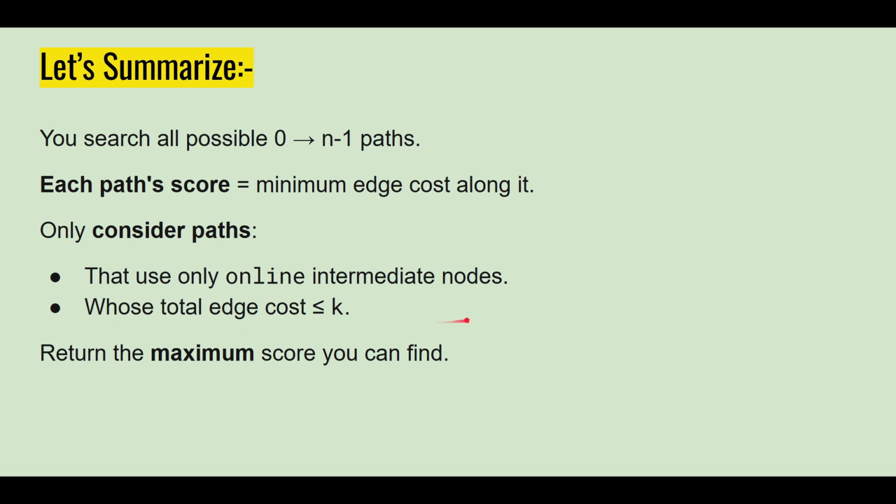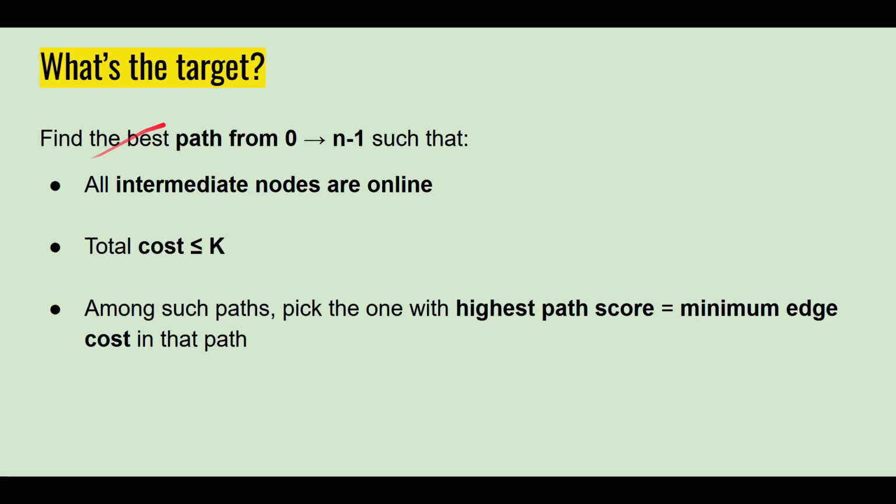It means you have to find all the valid paths, and from there you have to find the edge cost score. Whose cost is less than or equal to k means that is a valid path. Then we'll find the score of each valid path, and from there you have to find the maximum score that you can get. So what is our goal?